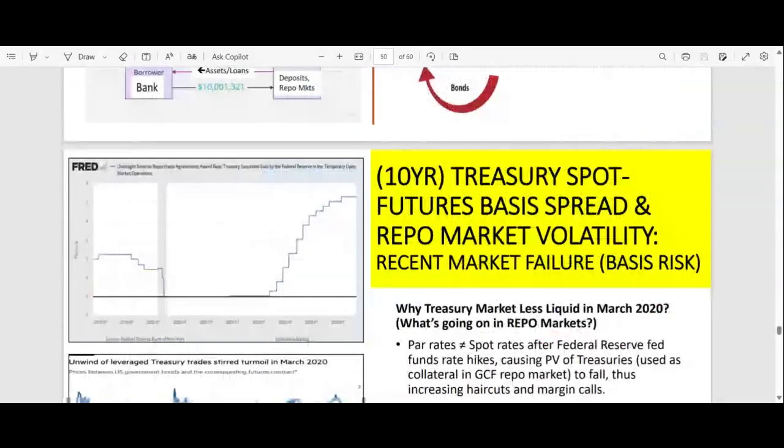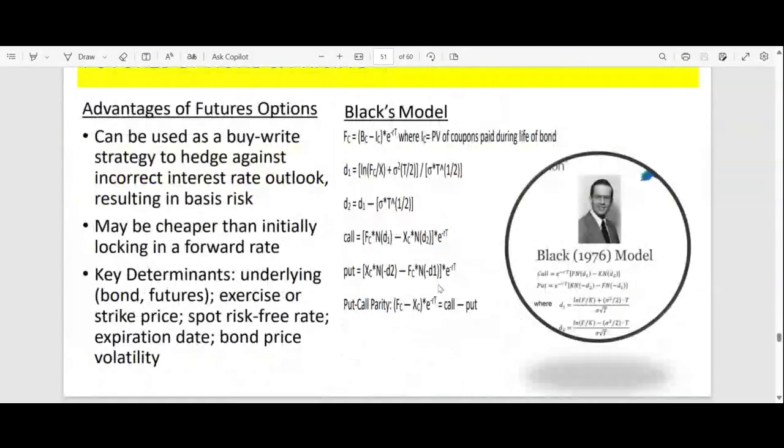So instead of Black-Scholes, we have Black's model, where the bank guessed incorrectly about what was going to happen to interest rates. But what the bank decided to do was, rather than lock into a rate using the repo markets, how about we just get a futures option where I can price the call, price the put. Here's my spot futures parity, and this was the Black of Black-Scholes. Black passed away, and Myron Scholes is still alive. In fact, I met him at a conference.